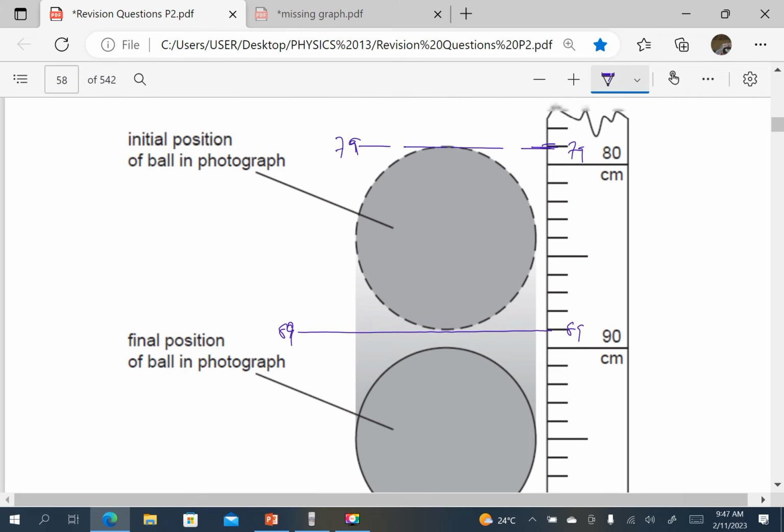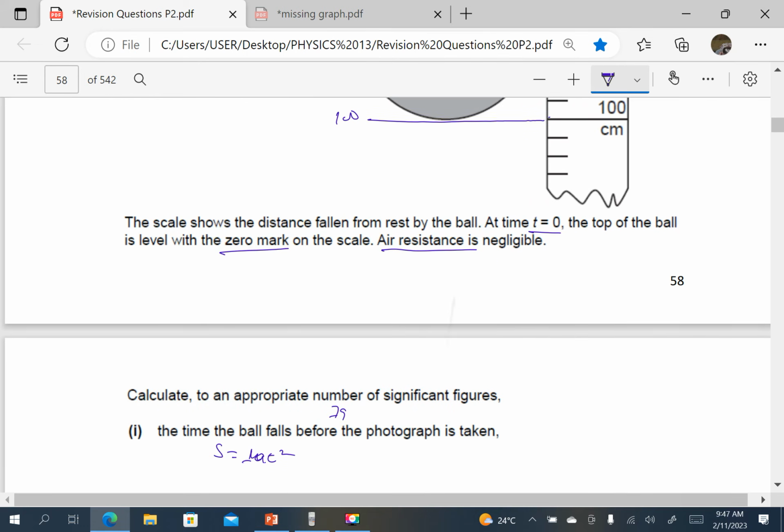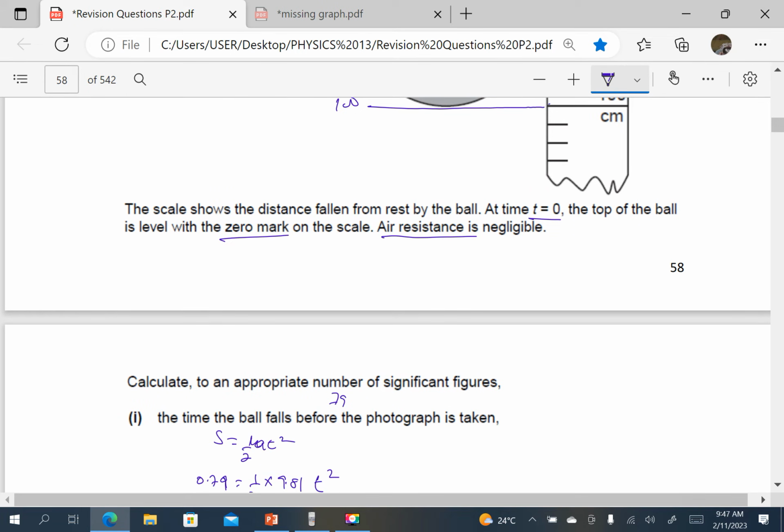So we have the initial position of the ball in the photograph, and we are seeing the final position of the ball in the photograph, which is, I think, from 79 to 90. That is at 90 centimeters. So the distance traveled by the end of the time interval, I think it is 90. The starting position is at 79, then it is at 90 centimeters. So the distance traveled by the end of the time interval is 90 centimeters.